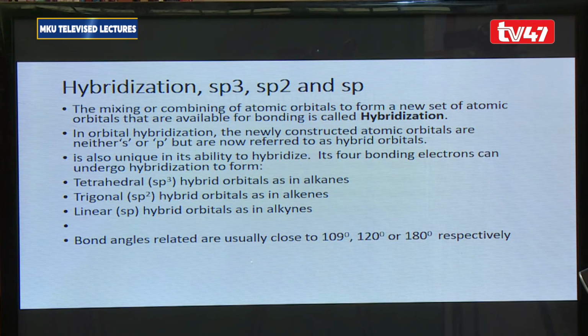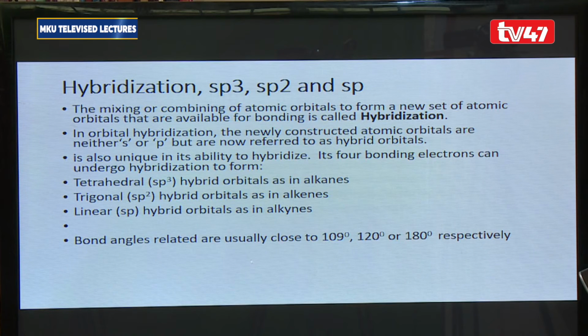And there are 3 major types of hybridization in carbon. The most common one is sp3, the second one is sp2, and the third one is sp hybridization. Now, we shall look at the 3 types of hybridization. So how do the orbitals in carbon mix so that you can have either sp3, sp2, or sp type of hybridization?